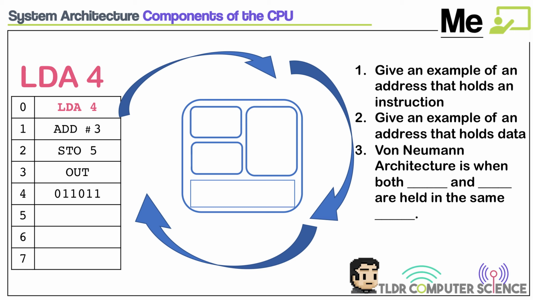Von Neumann architecture is when both... What did we just say? Yusuf told us it is when both instructions and data are held in the same memory. So Von Neumann architecture is when data and instructions are held in the same memory. All right, now we need to do some work on trying to figure out what some of these things are.